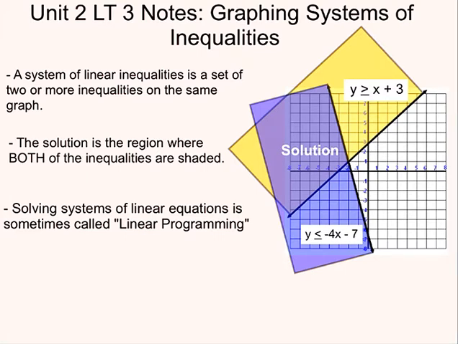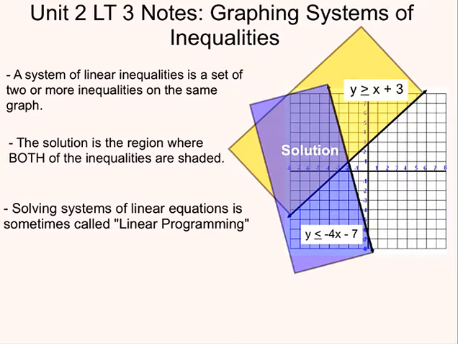Today we're going to be doing Unit 2, Learning Target 3 Notes. So we're actually going to be talking about graphing systems of inequalities. Before, we've been graphing systems of equalities, finding out where the line is. Now what we're actually going to be looking for is a shaded region that's overlapping.